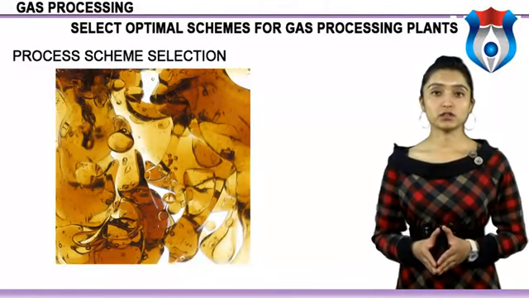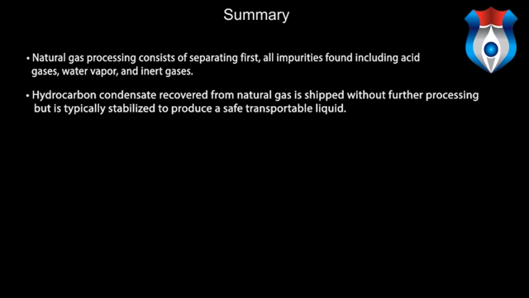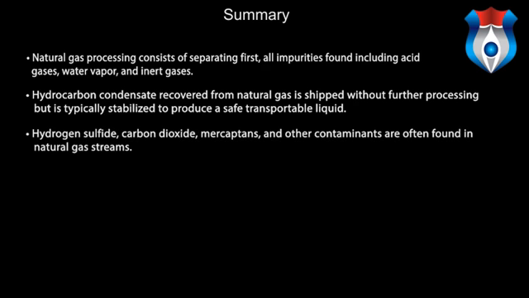Now, in the end, let us summarize what we have learnt in this lecture. Natural gas processing consists of separating first all impurities found, including acid gases, water vapor, and inert gases. Hydrocarbon condensate recovered from natural gas is shipped without further processing but is typically stabilized to produce a safe transportable liquid. Hydrogen sulfide, carbon dioxide, mercaptans, and other contaminants are often found in natural gas streams.